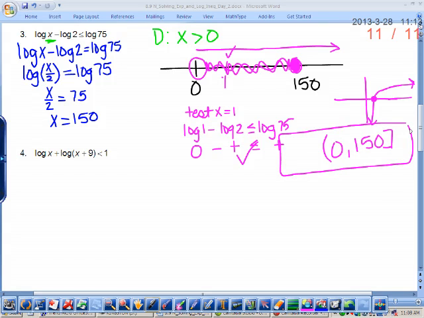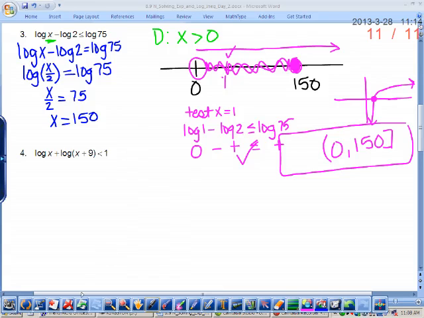How do you know the point doesn't work? After 150. Okay, because I remember I told you that a log graph is always going to be increasing or always going to be decreasing, once you cross that intersection point, you're always going to be below or always going to be above. So it's always only going to be on one side, but you need to test both sides to check yourself.